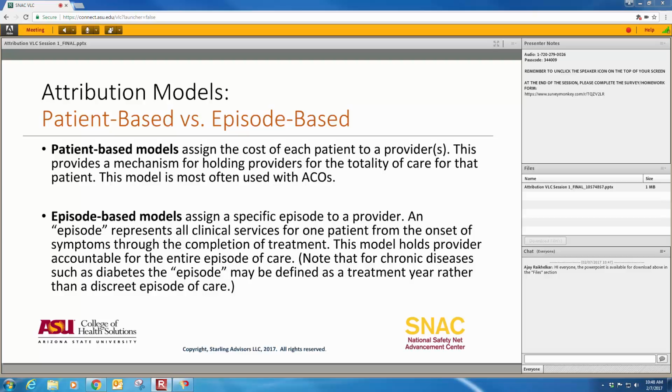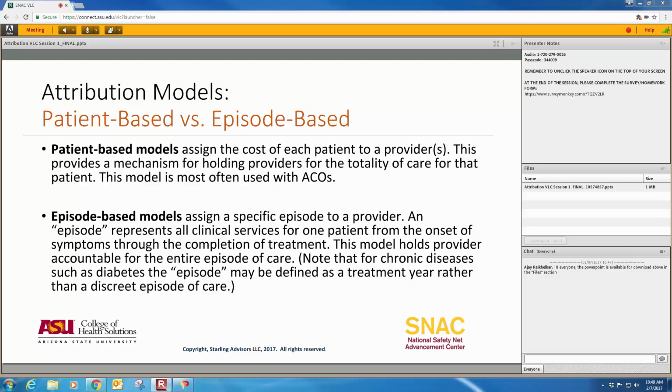So, for example, you might have an episode-based attribution model that attributes a patient to a hospital system at the time they get admitted for congestive heart failure, and may hold them financially accountable for that patient for the 90 days following their discharge, all costs associated with that population. But if 4 months later that patient has a diabetes-related episode, they wouldn't necessarily be held accountable for that because the attribution model would not have taken into account what happens either 90 days later or for a different disease.